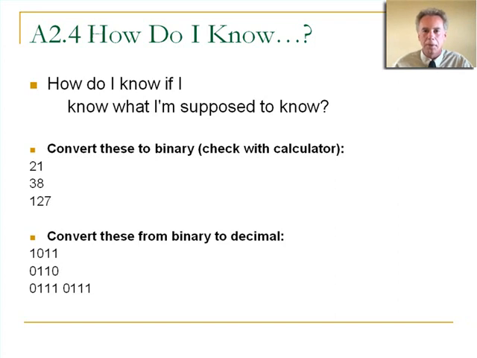Well, having done all of that, some of you are now asking, how do I know if I know what I'm supposed to know? I'm sure some of you were saying that. So here's an exercise for you. You can pause this recording and convert these decimal numbers to binary, and then there's 3 binary numbers that you can convert to decimal. If you can do these on paper and then check them on your calculator, if you can do these 6 conversions, then you can pretty safely assume that you've mastered this concept of converting between binary and decimal.